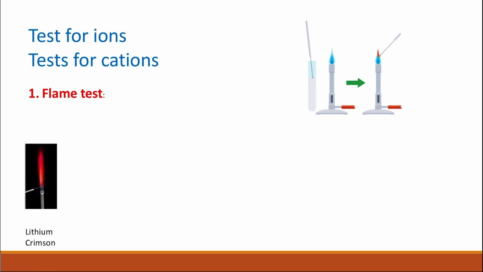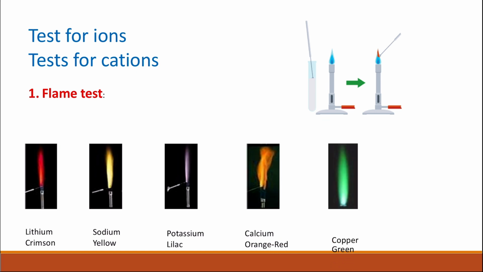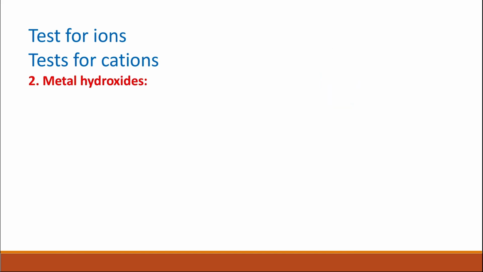So lithium will turn the flame into crimson. Sodium will turn it yellow, potassium will give you a lilac color, calcium will give orange-red, and copper will give a green color. We can also test for metals by using sodium hydroxide.